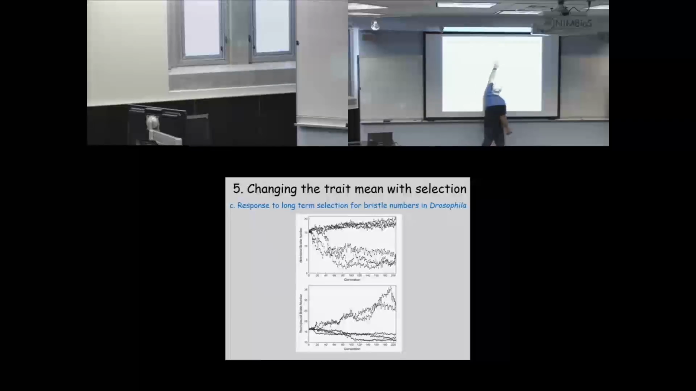Countervailing selection that's opposing your deliberate selection, or the possibility that there's just a difference in expressed variation at this end of the scale compared to this end of the scale, expressed genetic variance.